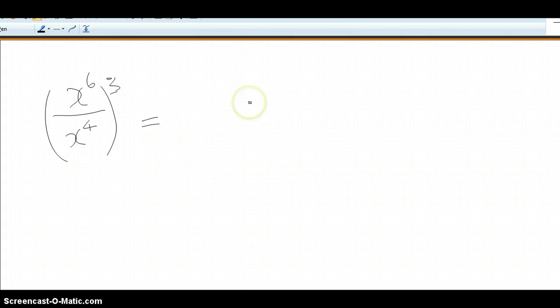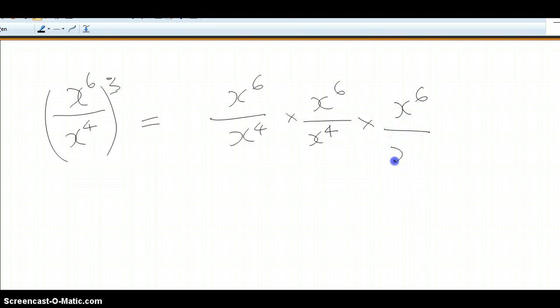Again, what does cubed mean? It means multiplying itself by itself 3 times. x6 over x4 multiplied by x6 over x4 multiplied by x6 over x4. If you were to have, just as a side, 3/4 multiplied by 2/4, you multiply across the top line and you multiply across the bottom line. It's no different in algebra. You multiply along the top line, you multiply along the bottom line.